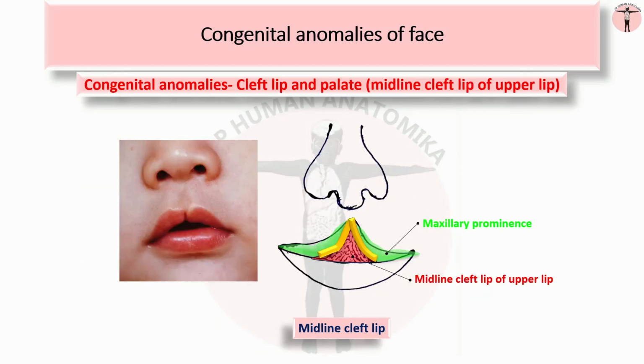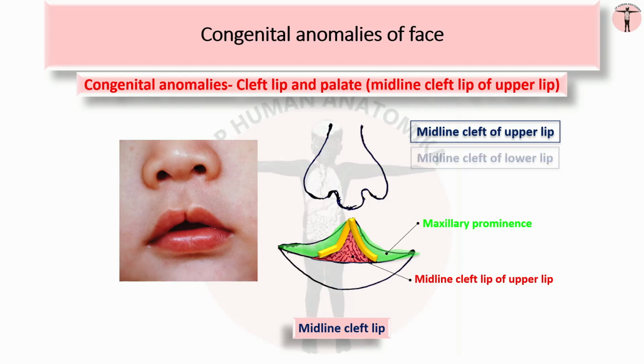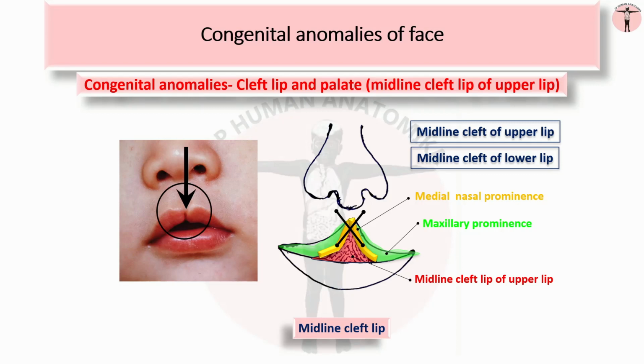Median or midline cleft lip. It is a rare abnormality. Midline cleft can occur in the upper jaw, called midline cleft of upper lip, or in the lower jaw, called midline cleft of lower lip. In the midline cleft of upper jaw, the two medial nasal prominences in the midline fail to fuse, leading to midline fissure. In the picture, only a small segment of medial nasal prominences have not fused, leading to midline fissure in the upper lip.